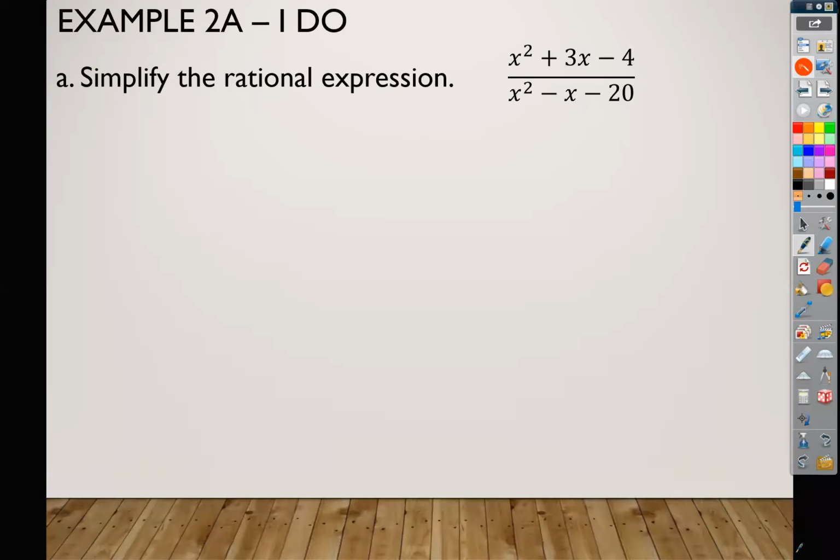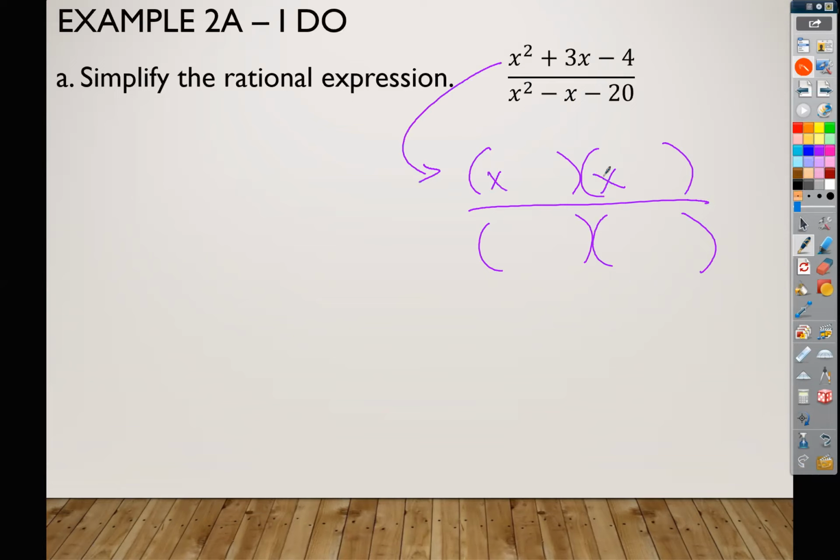What we're going to do is factor both. We learned about factoring in the last chapter. So I'm going to factor out the numerator and the denominator. If I factor x squared plus 3x minus 4, I know that's x times x. And what multiplies together to give me -4 that would add together to give me 3? We're going to do a +4 and a -1.